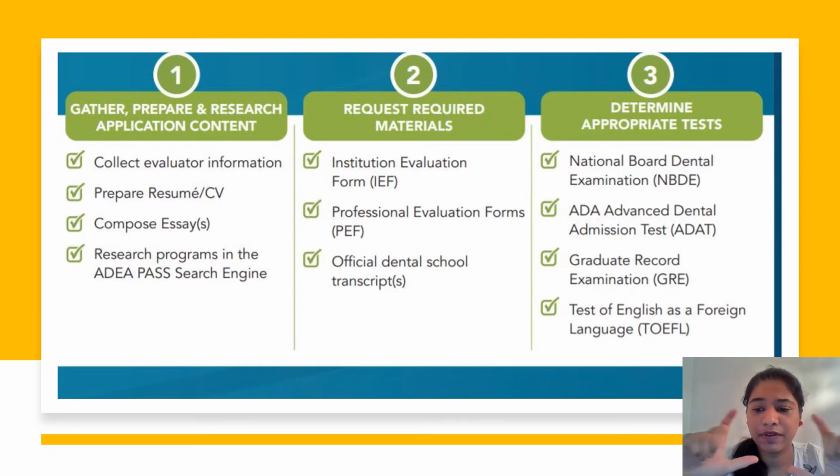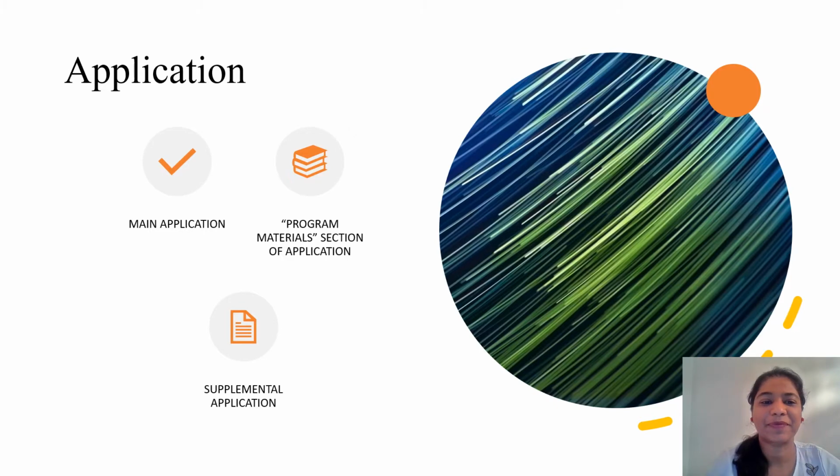So this is a perfect screenshot which actually gives you all the details that you need. So this is kind of your mini checklist that you need before filling out the PASS application. As I mentioned, there is the main application, there is a supplemental application, and then there is the program materials section of the application. So please make sure that you thoroughly fill out every single detail on the application. Remember one thing, a complete application is the key to success.